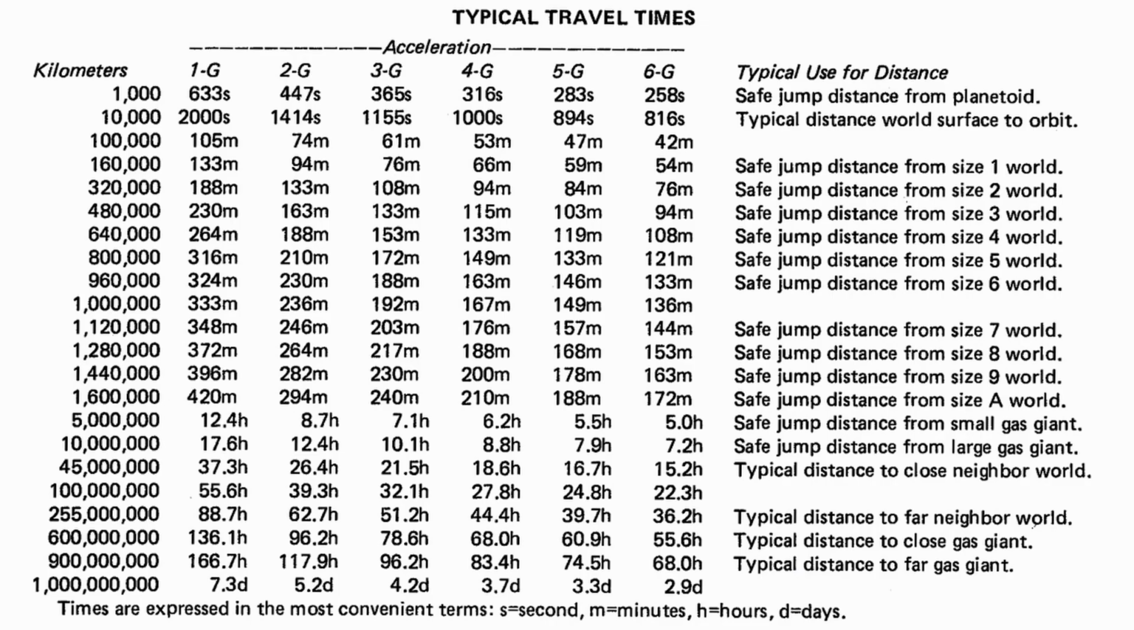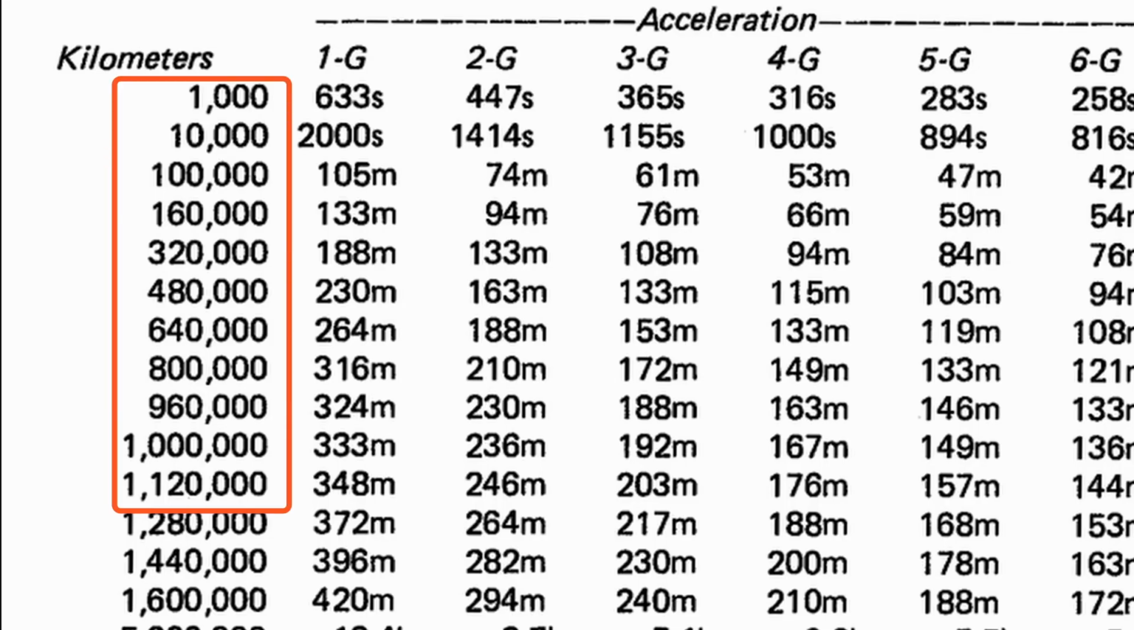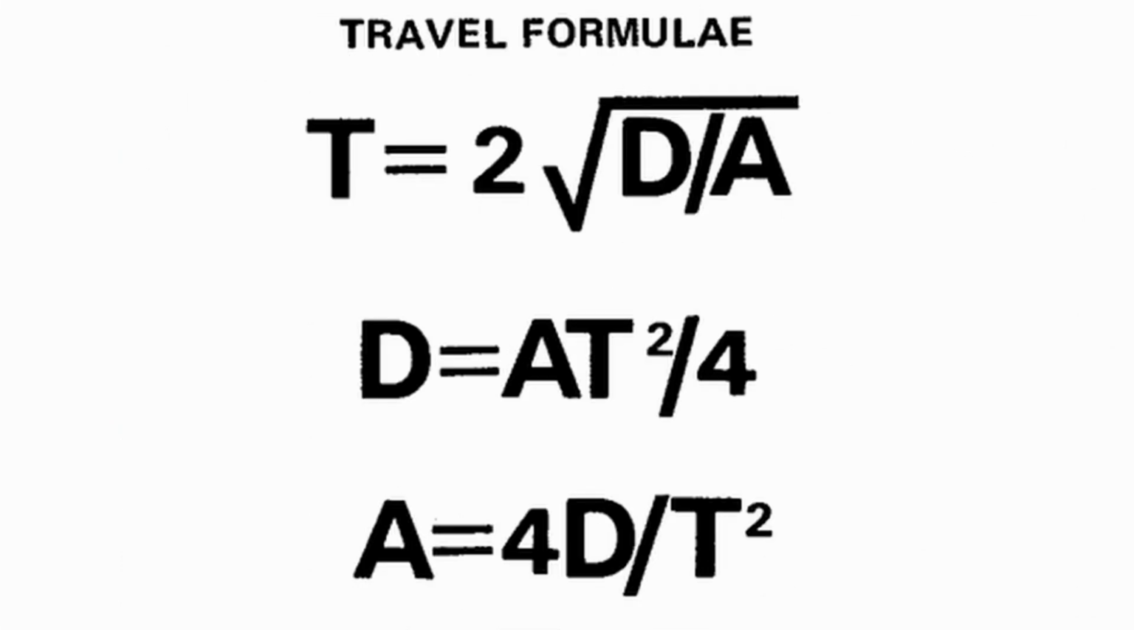As we're looking at the travel times here, you can see on the left-hand column that they have kilometers, and it makes huge jumps. It goes from 1,000 to 10,000, 10,000 to 100,000. Okay, so there's all kinds of play in between there, right? Let's go ahead and do one of these travel formulas to see how much time it would take us to travel a certain distance.